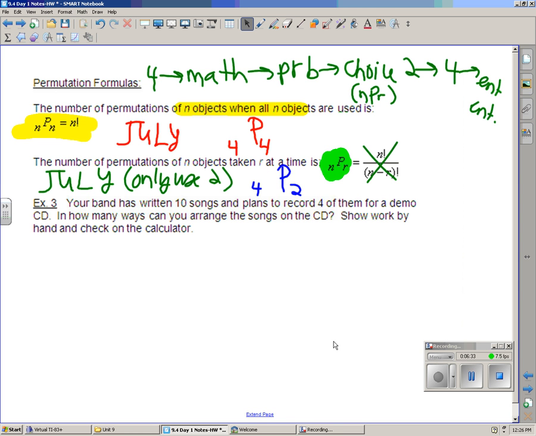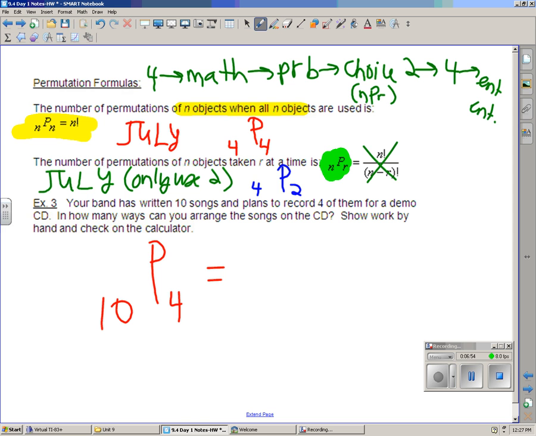Example 3: suppose your band has written 10 songs and plans to record 4 of them for a demo. In how many ways can you arrange the songs on the CD? Well, it's a permutation. The order matters. A song comes first or a song comes last. Either way, there's 10 songs, and you're only choosing 4 of them on your CD.